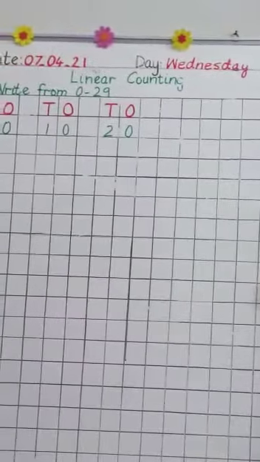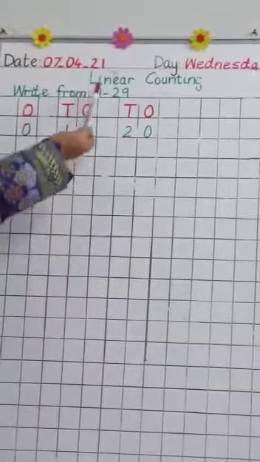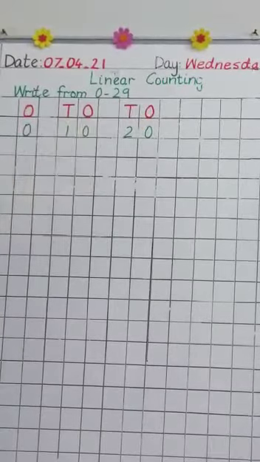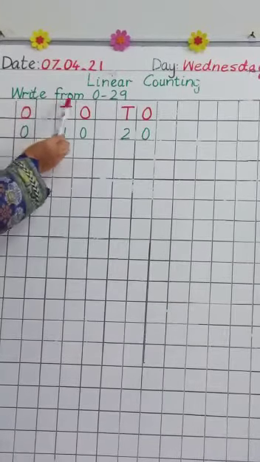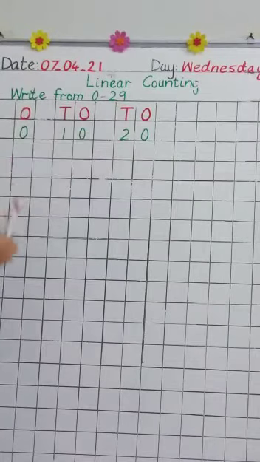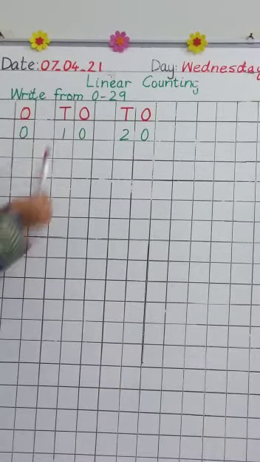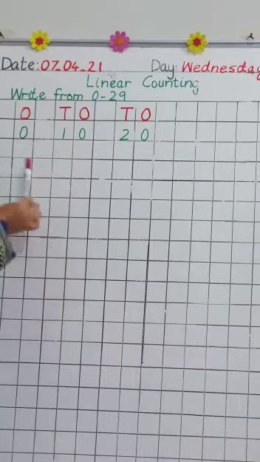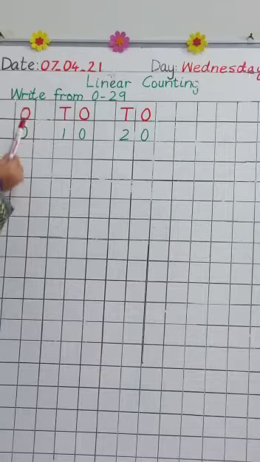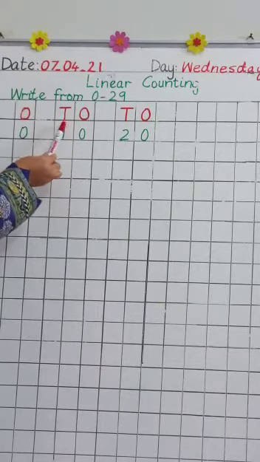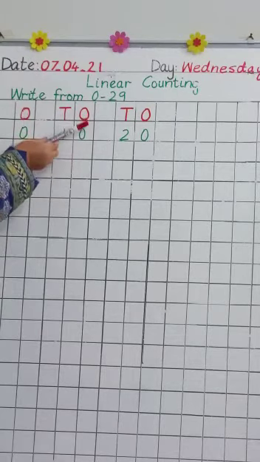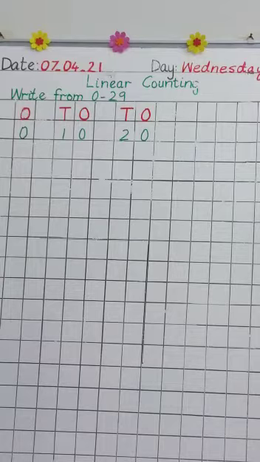All right. Now let's look at the topic. It says linear counting. Okay, and we have to do linear counting right from 0 to 29. Okay, so as you can all see, there are these boxes and we have to write the numbers over here. This O stands for ones and this T stands for tens. So we have to do tens and ones and we have to do them under these. All right, so let's begin.